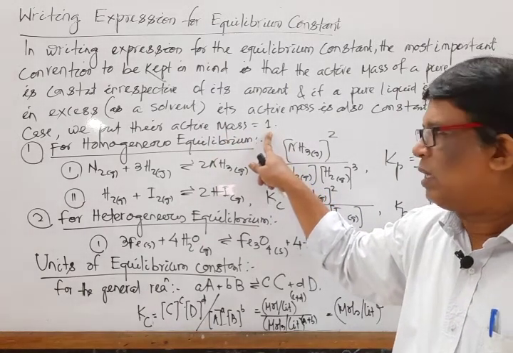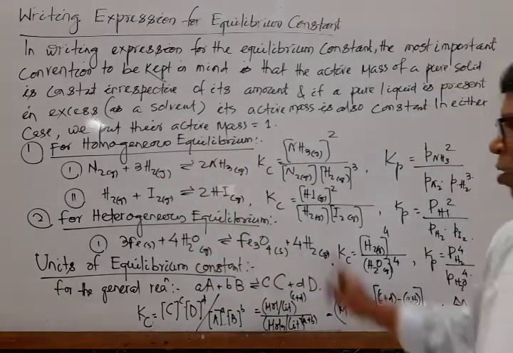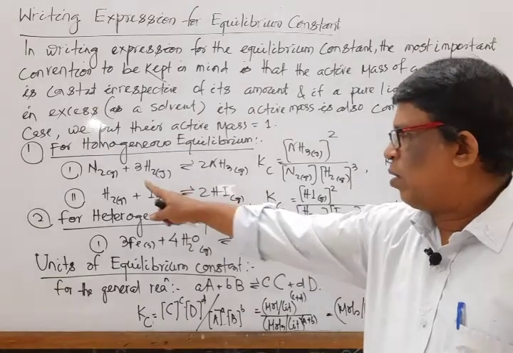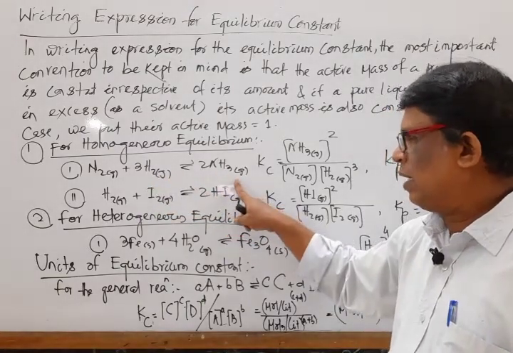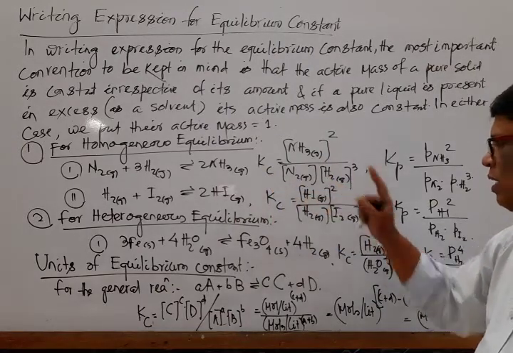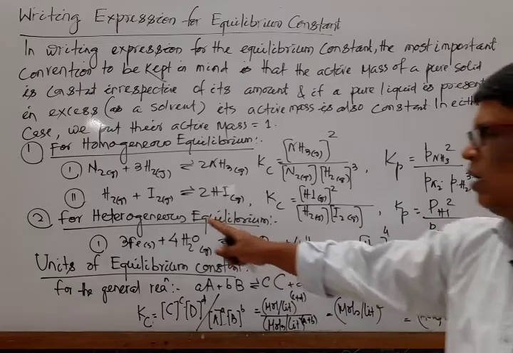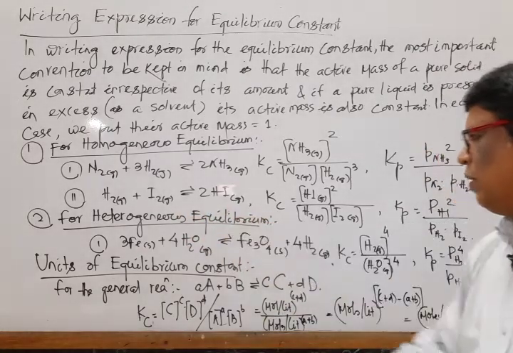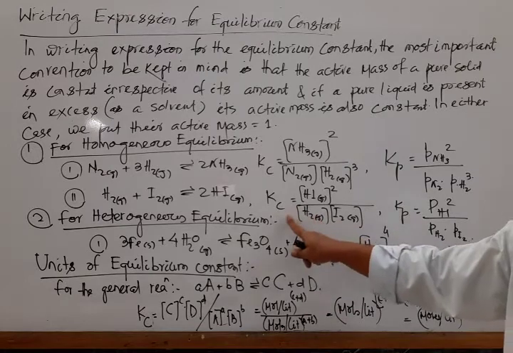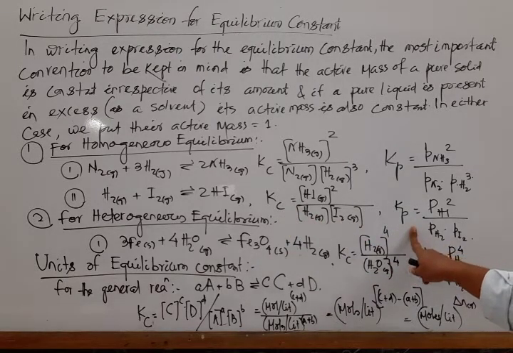Let us consider two examples, one for homogeneous, one for heterogeneous. Mark that. Here two examples, all are in gaseous form. N2 plus 3H2 give rise to 2NH3. If it is expressed in terms of Kc, then it is this case. If it is in partial pressure Kp, it is this case. Similarly, H2 plus I2 give 2HI. If it is moles per liter concentration expression, then this is it. If in partial pressure, atmospheric pressure, then this is the way of writing the equilibrium constant.